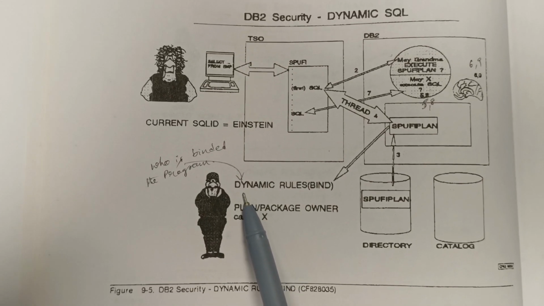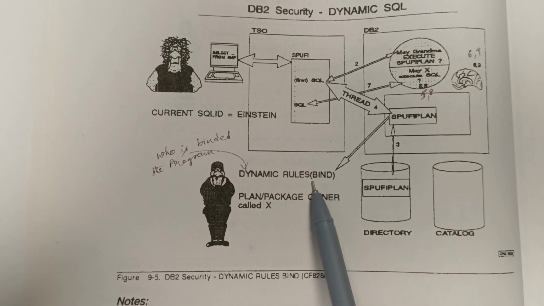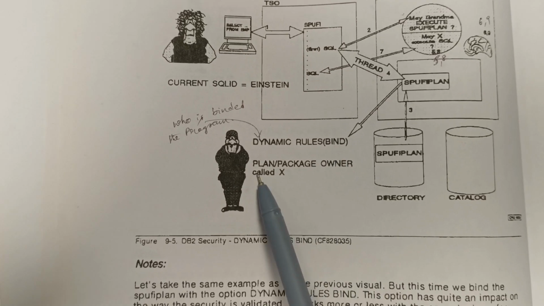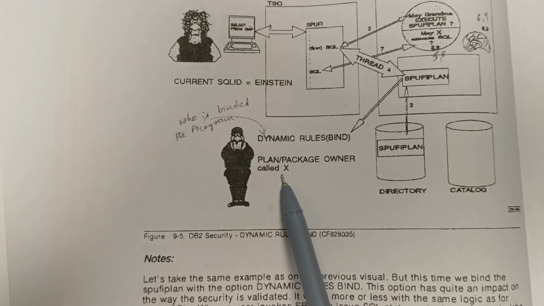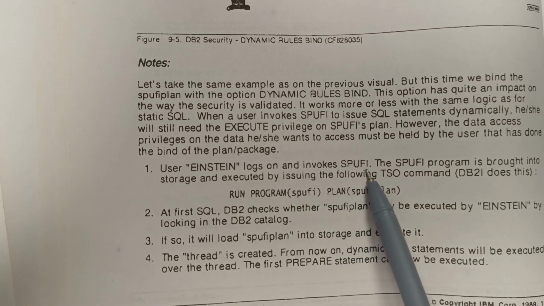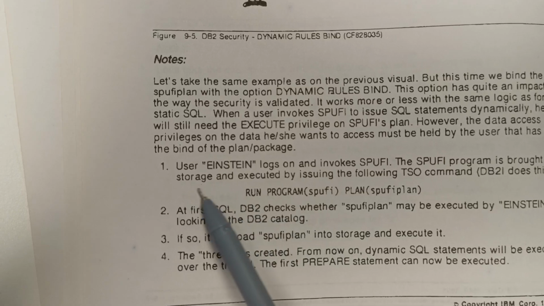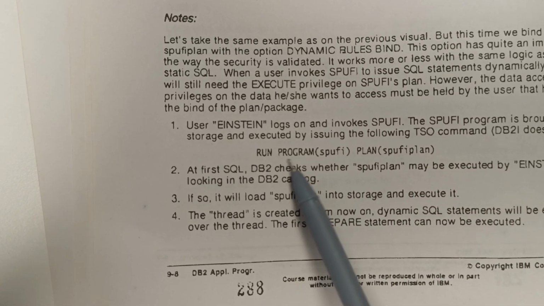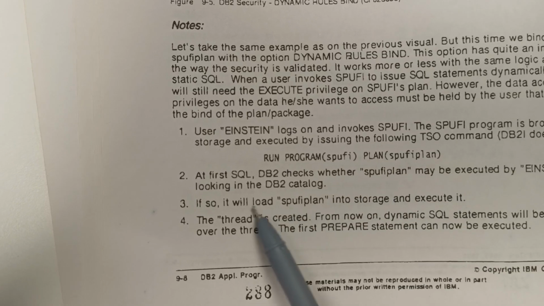Here I am giving the dynamic rule inside the brackets as bind time, because I want to check the privileges at bind time. Then the plan package owner is called X user. Here the user Einstein logs on and invokes SPUFI, and the SPUFI program is brought into storage and executed using the TSO command. You can see the TSO program SPUFI plan.